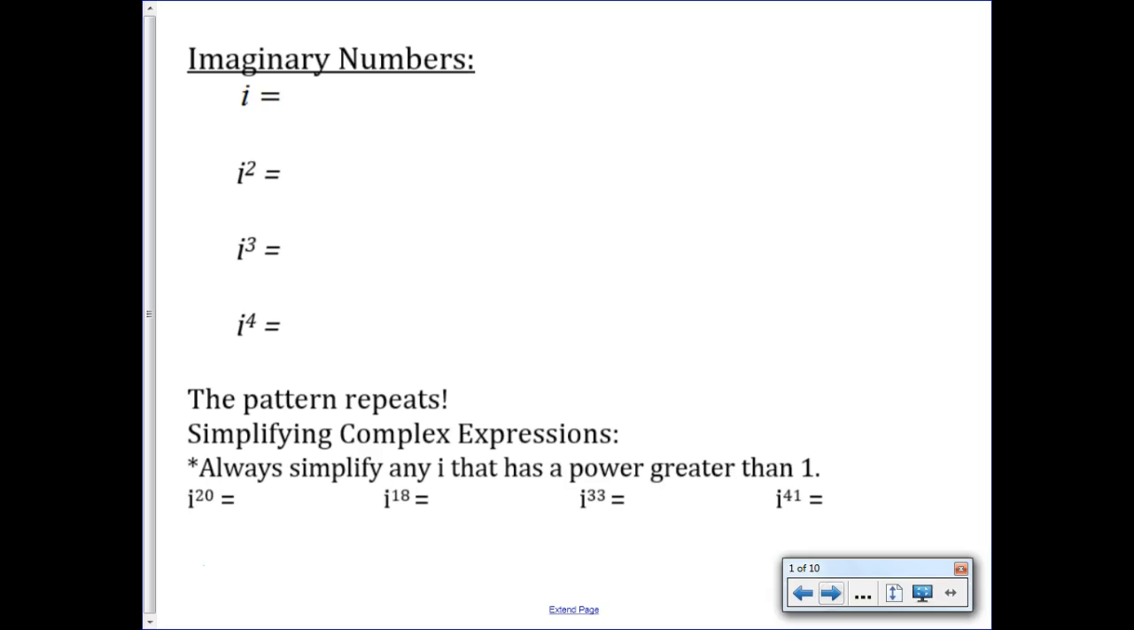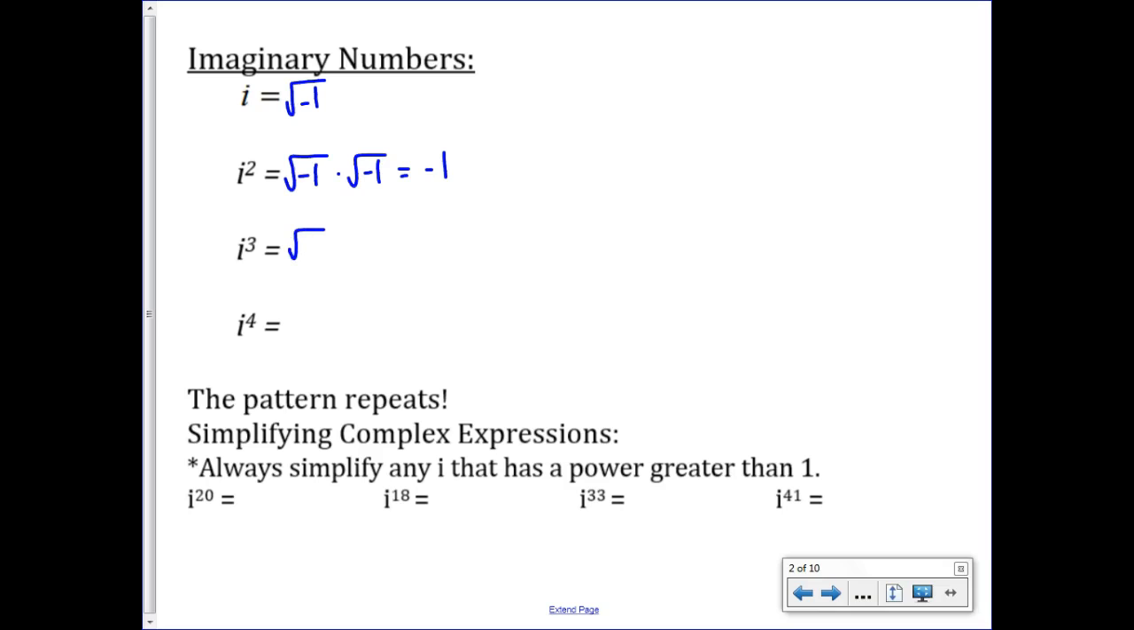So let's talk about what these imaginary numbers really are. It's important that you know that i is equal to the square root of -1. So then i squared is the square root of -1 times the square root of -1, which then just is -1. So i squared is -1.